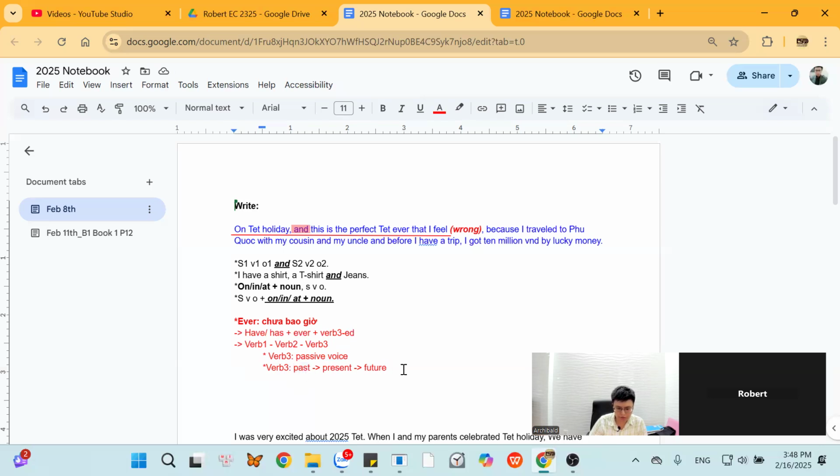And if you want to describe the case that happened in the past and it still happens in the present, and it is going on to the future point, you have a structure that has verb 3 in it. So these are the ways for you to use verb 3.